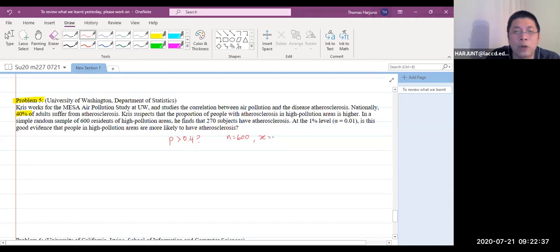Find 270 have atherosclerosis, significance level 0.01. Now, is this good evidence that people in high pollution areas are more likely to have atherosclerosis? That will be our claim, I believe. Okay, that will be Chris's claim, to be more precise.